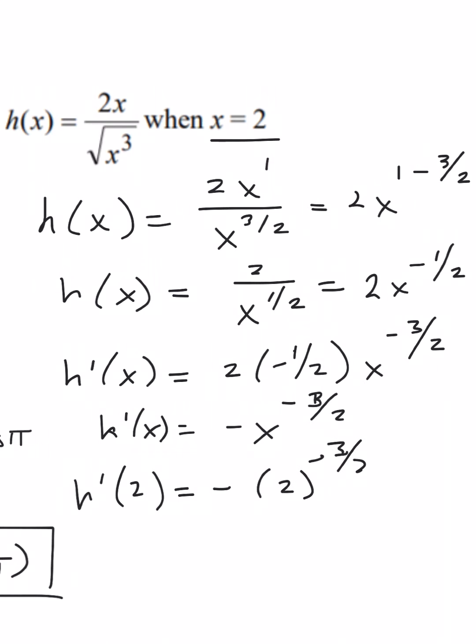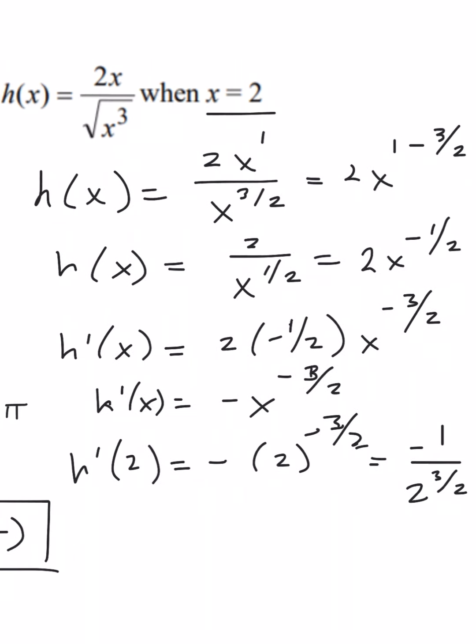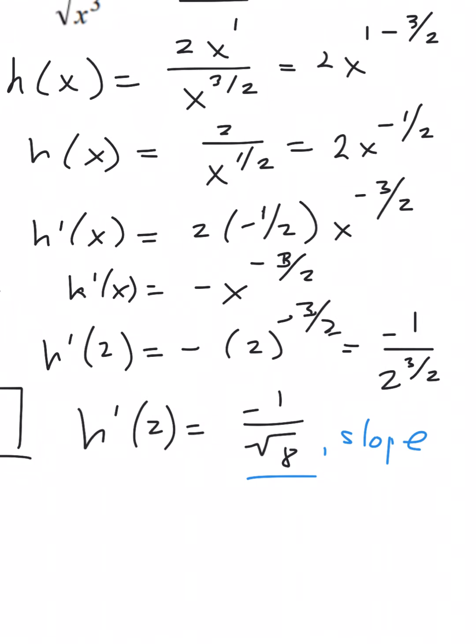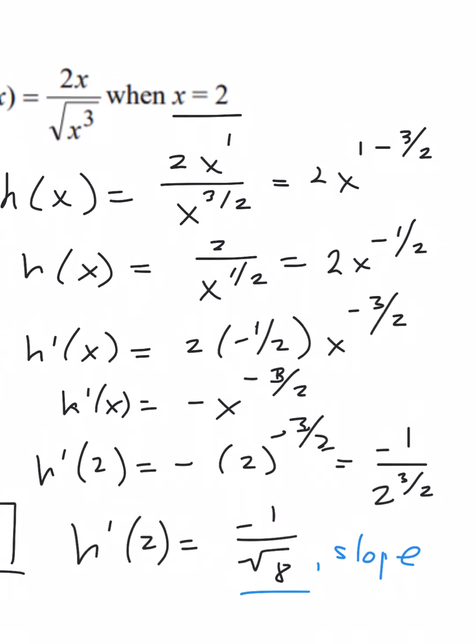We don't know how to do that, but we certainly can rewrite it this way: negative 1 over 2 to the 3/2. Simplifying this further, this is really saying negative 1 over the square root of 8. And I can keep it that way. I don't have to go any further from this here. So here I have my slope of the function, and I have my x point, which is up here, x equal to 2.